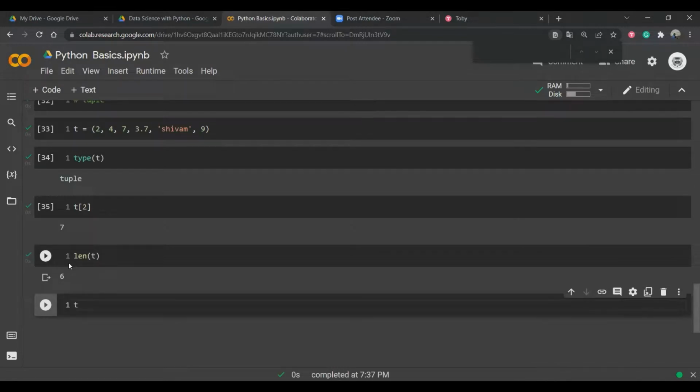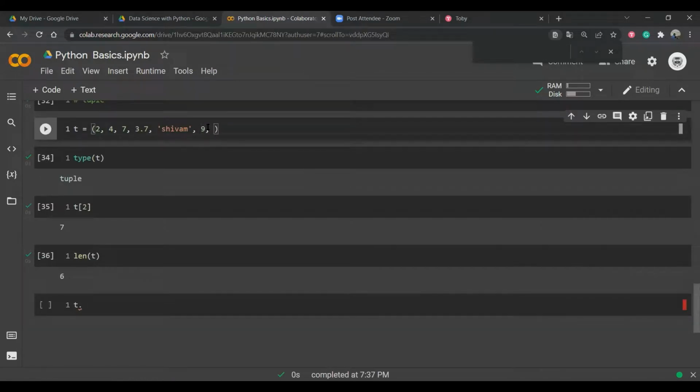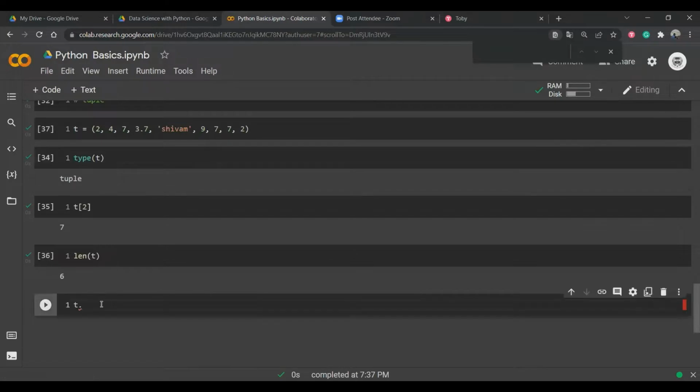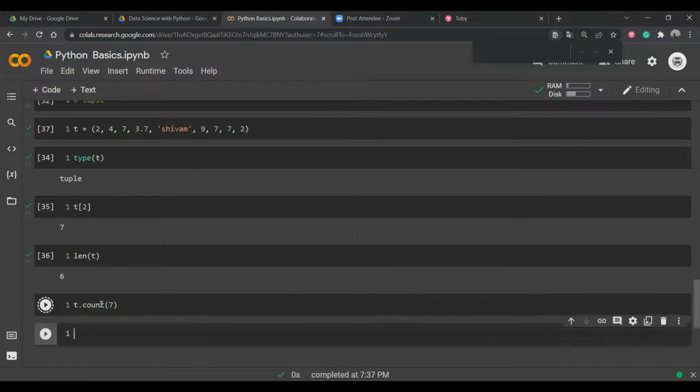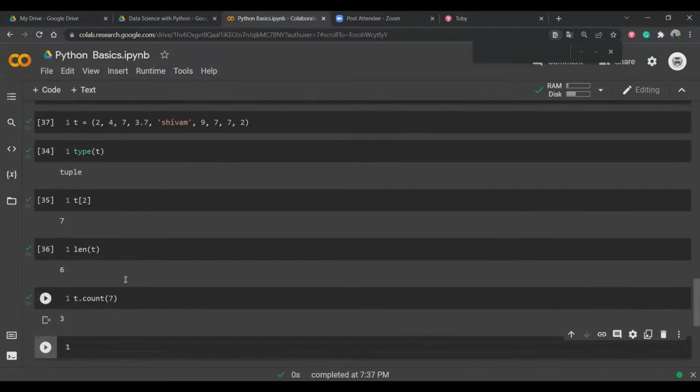Now if I want to check some more functions, a tuple has just two built-in functions. It does not have a lot of built-in functions. One is count, another one is index. Count means if I want to count any particular element. Maybe I repeat 7, and then I make a repeat of 2. Now if I want to check how many times 7 is present, I can get it. So 7 is present 3 times, right?